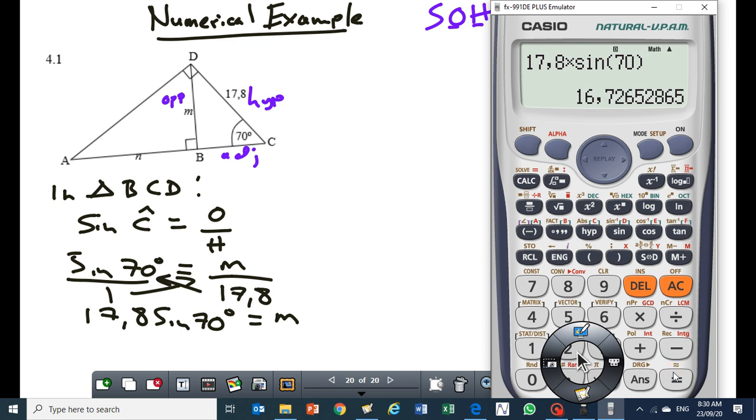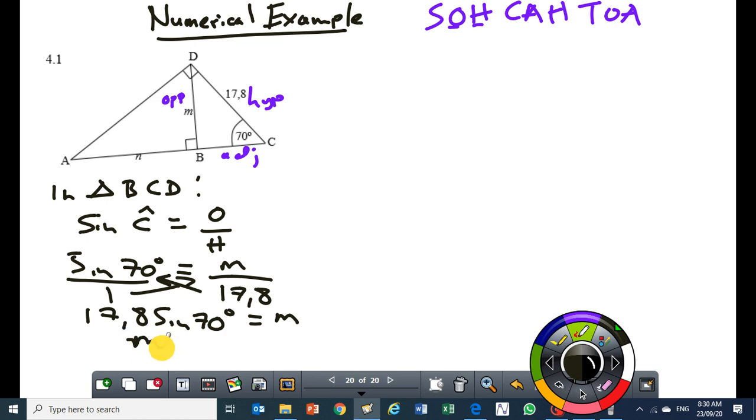So let's round it off to 2 decimal places. That will be 16,73 to 2 decimal places. Okay, so it means m is going to be 16,73. So I'll write here m is equal to 16,73. So do we say units or do we just do... Yeah, you should put units here.